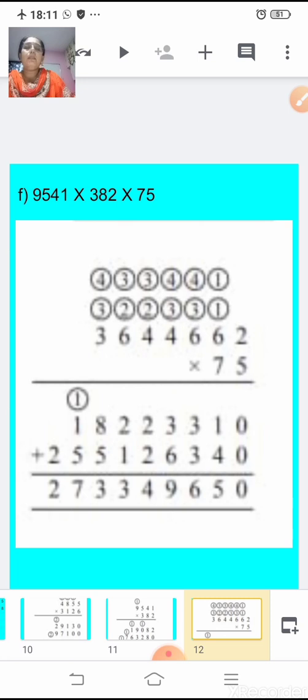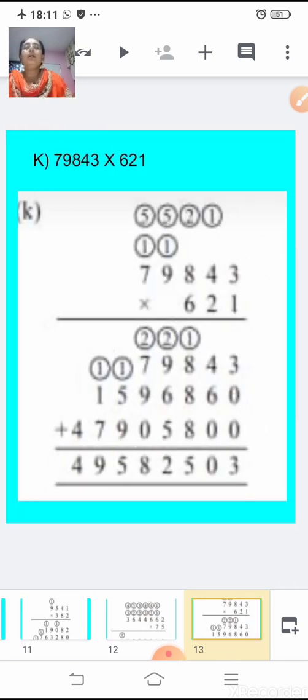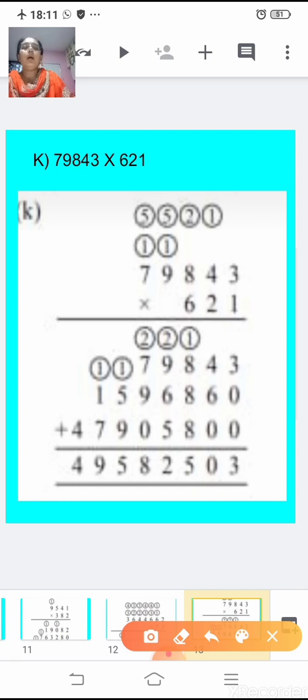Now coming to the next sum, K sum, here it is 79,843 multiplied by 621. So when you multiply this number by 1 you will get this. 1 3s are 3, 1 4s are 4, 1 8s are 8, 1 9s are 9, 1 7s are 7. So go step by step. When you carry the multiplication from 2, 2 3s are 6, 2 4s are 8, 2 8s are 16. So 1 is carried over here. 2 9s are 18 plus 1, 19. 1 is carried over here. 2 7s are 14 plus 1, 15.